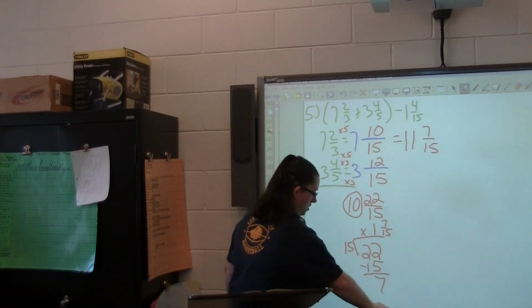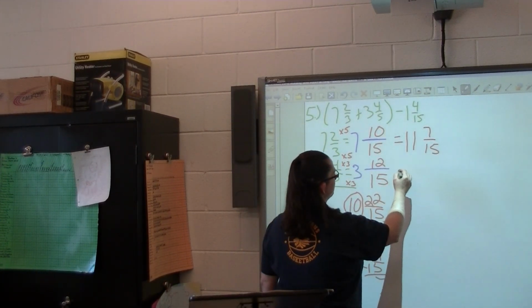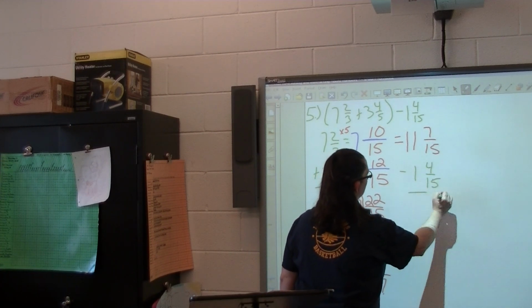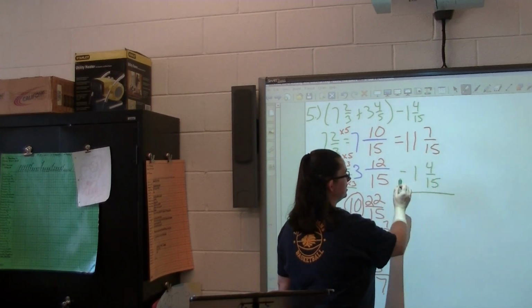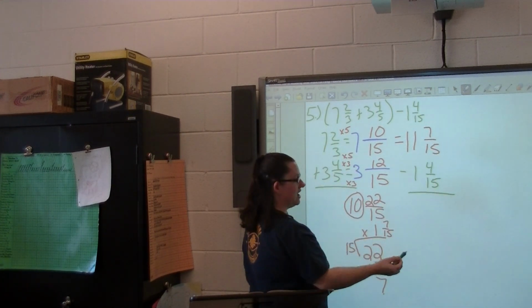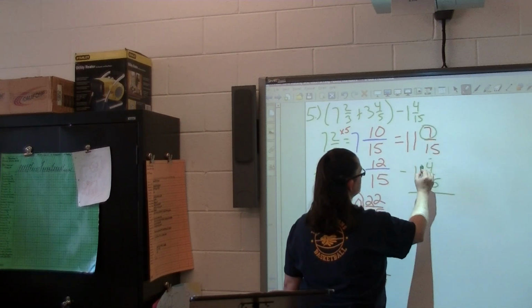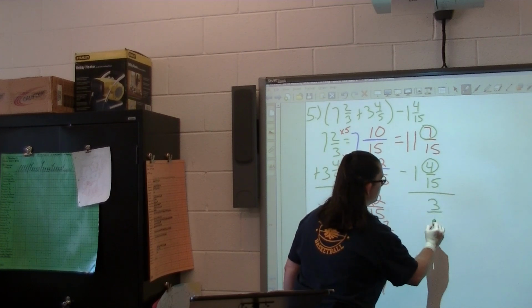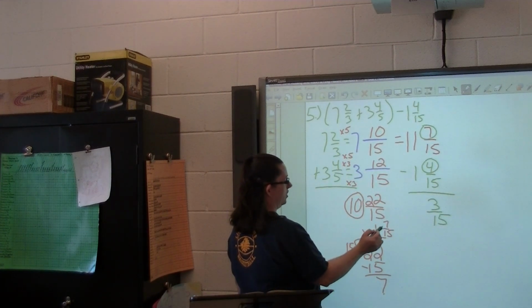Now we need to subtract our 1 4/15. 1 take away 4/15. Can we do the subtraction now of the fractions? Can we do 7/15 take away 4/15? Yes, because there's a common denominator. So now we just look at our numerators and subtract. What is 7 take away 4? 3 over 15.